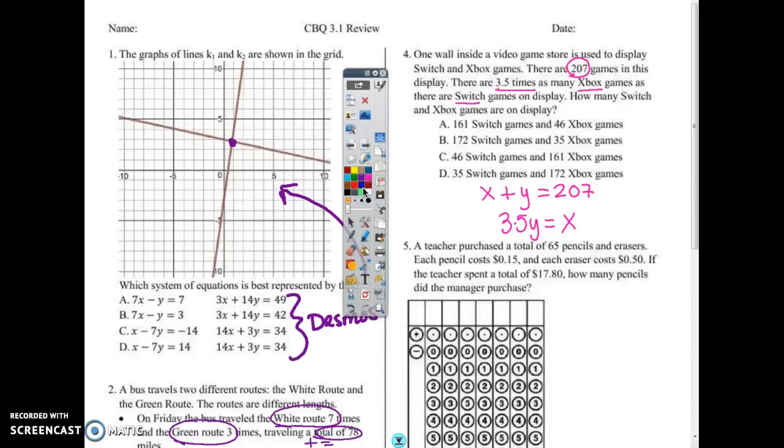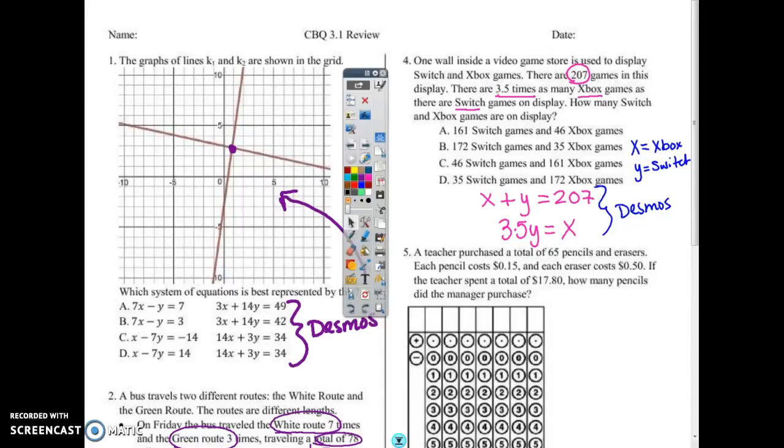Let's figure out which one. What did we use for X's and Y's? X is the Xbox, and Y is the Switch. So once you put this in Desmos, it will give you the answer for the number of Xbox games and the Switch games. So go ahead and put it in Desmos and figure the answer. I will not give you the answer for this one. Press pause until you're done.